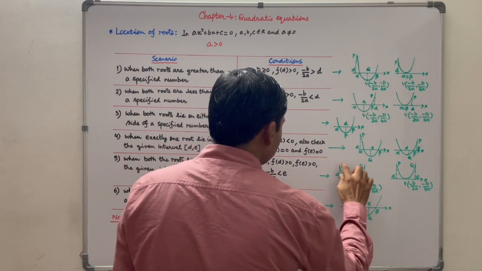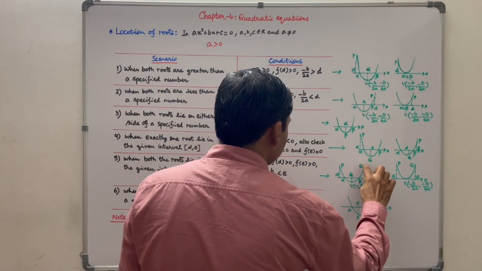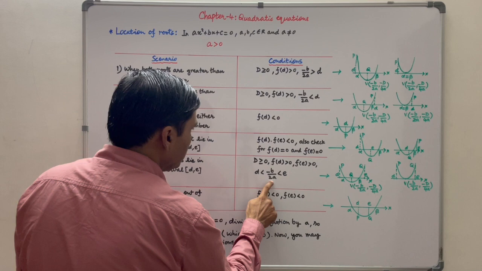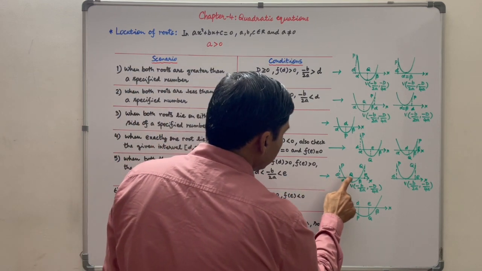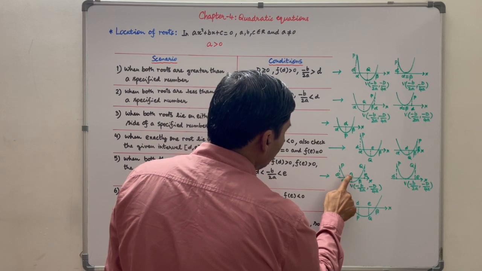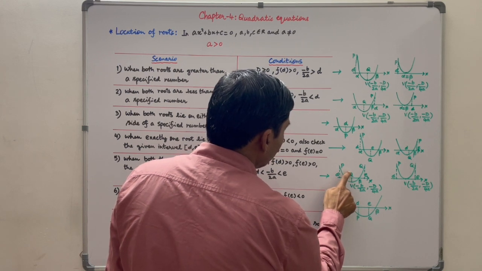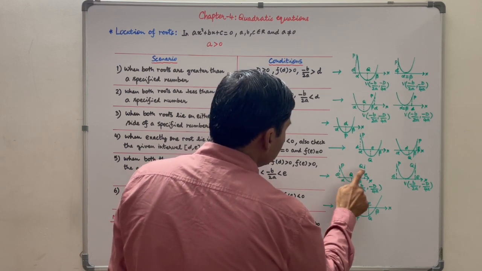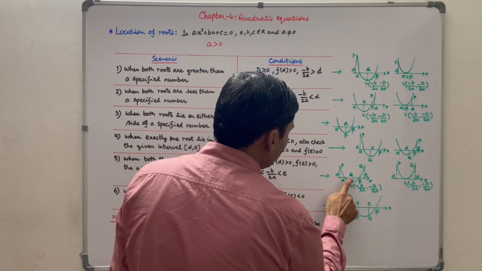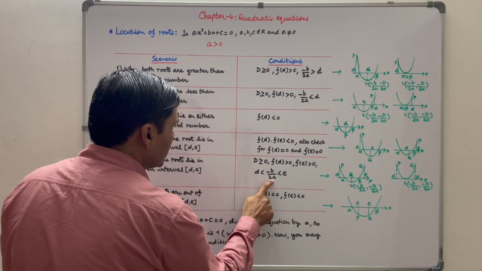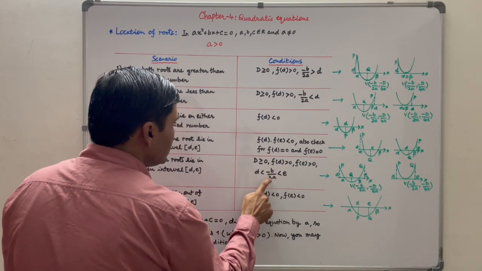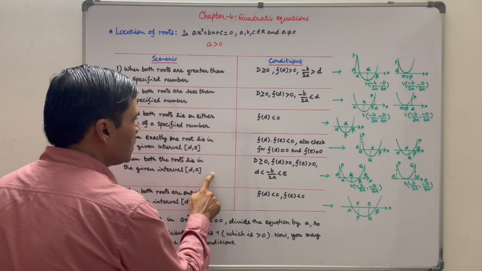Fd is greater than 0. Fe is greater than 0. And minus b by 2a lies between d and e. Point Q represents x is equal to minus b by 2a. Point Q is between d and e. So minus b by 2a lies between d and e, which is the fourth condition. So these 4 conditions are applicable in this scenario.